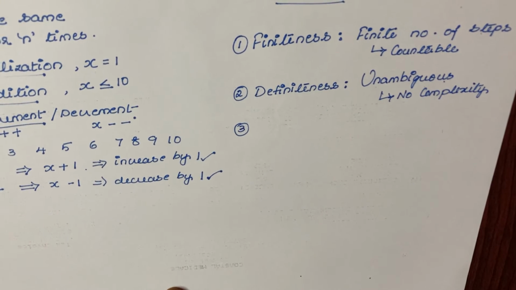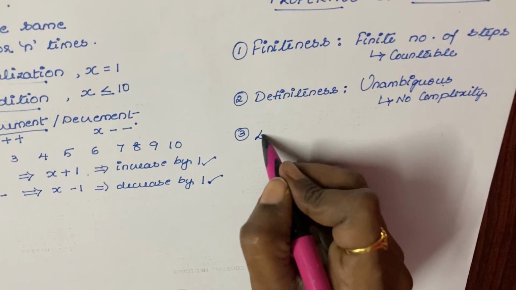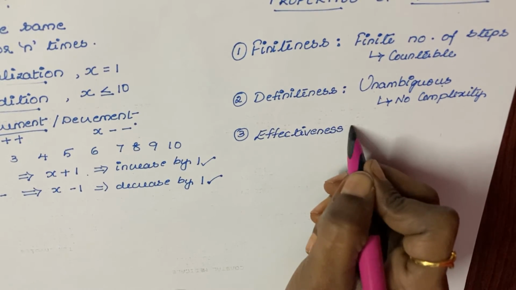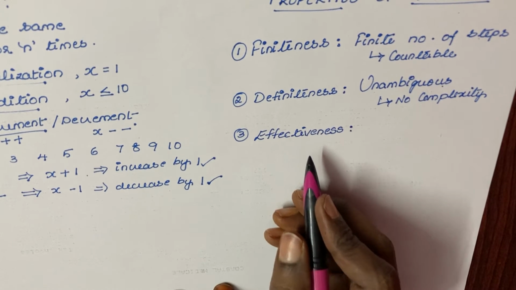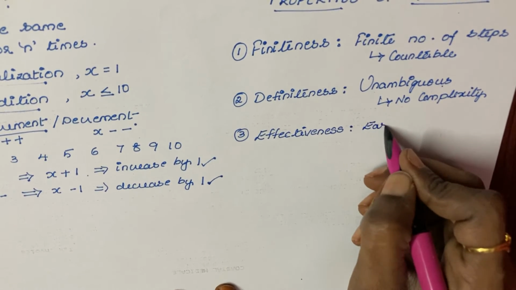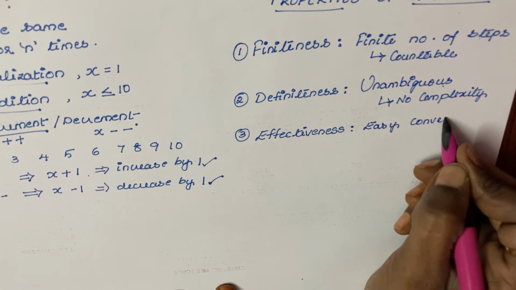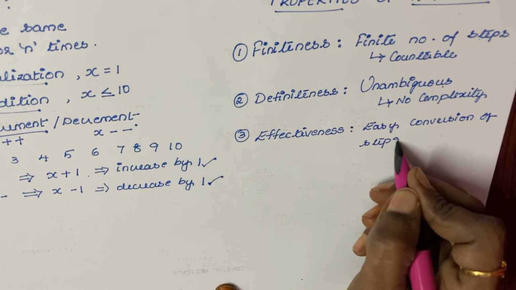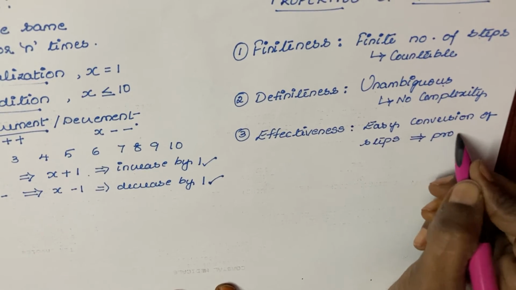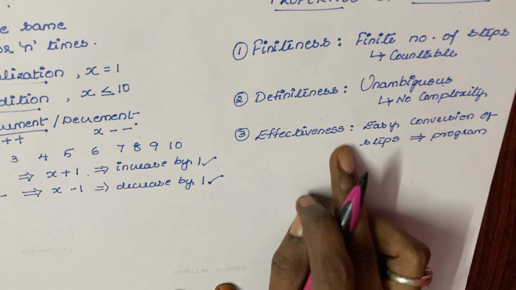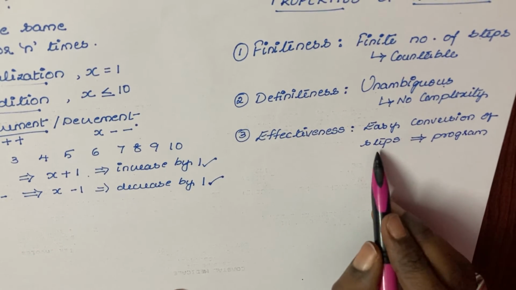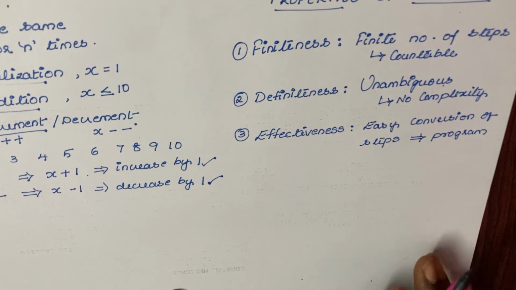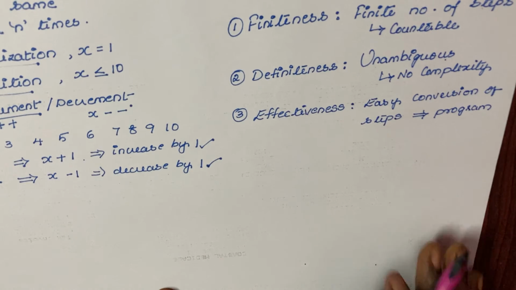And coming to the third property, it is called effectiveness. Effectiveness means easy conversion of these steps into a program. Whatever steps we write in the algorithm, it is easy to convert them directly into programming code. That is the effectiveness of the algorithm.